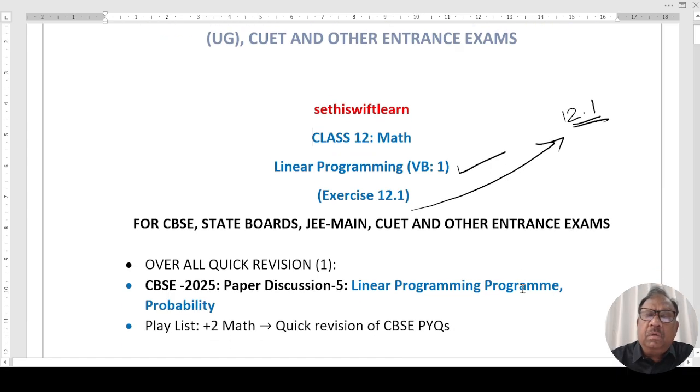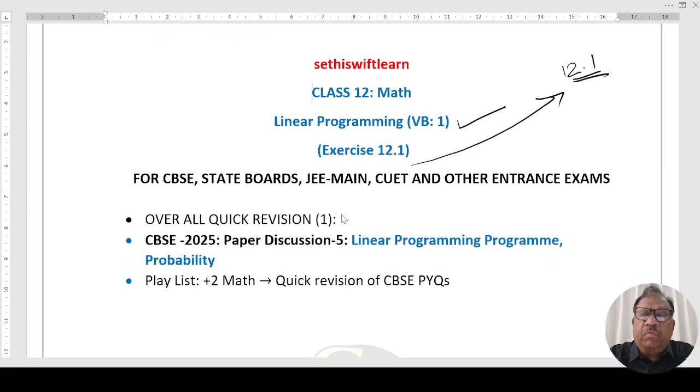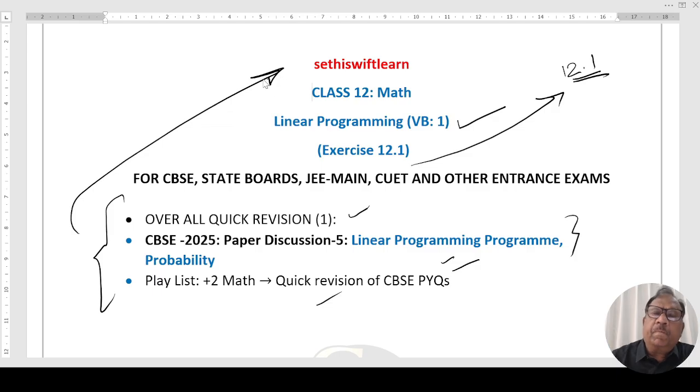In an earlier session, we went through overall quick revision 1, in which a linear programming question was taken. Also, CBSE paper discussion 5 has linear programming and probability questions, and the Plus 2 playlist has quick revision and CBSE PYQs, all of which you can review on the YouTube channel Sethi Swift Learn.